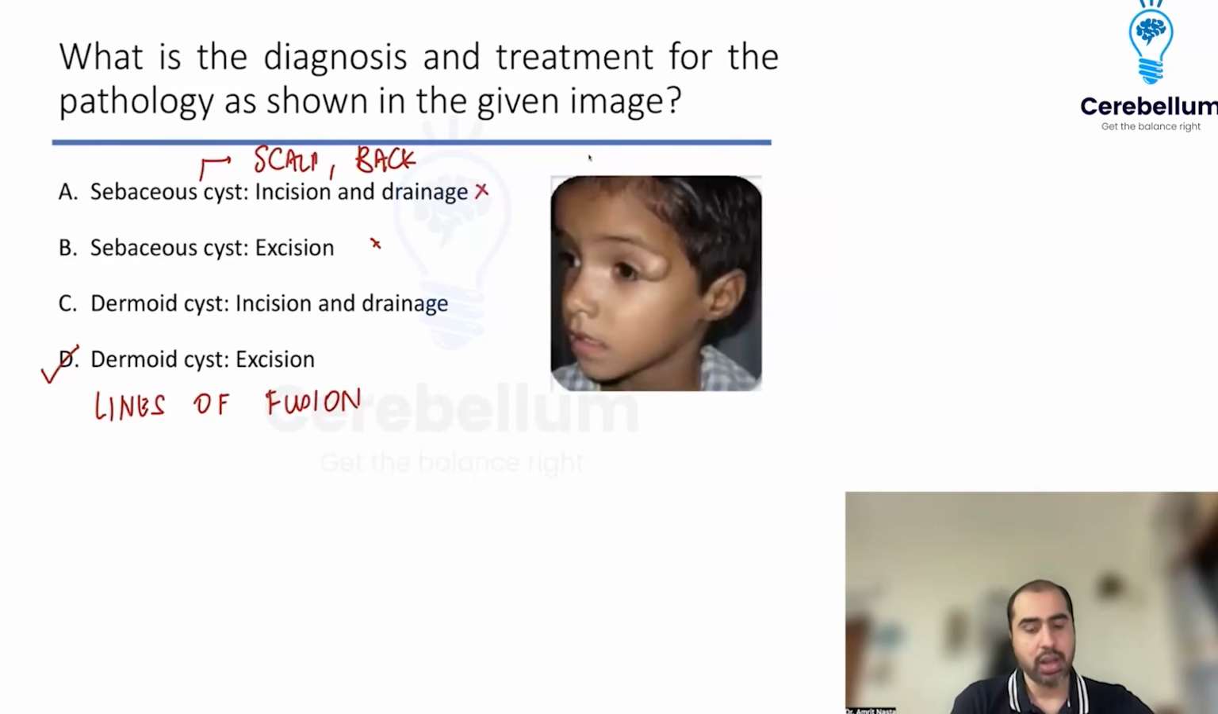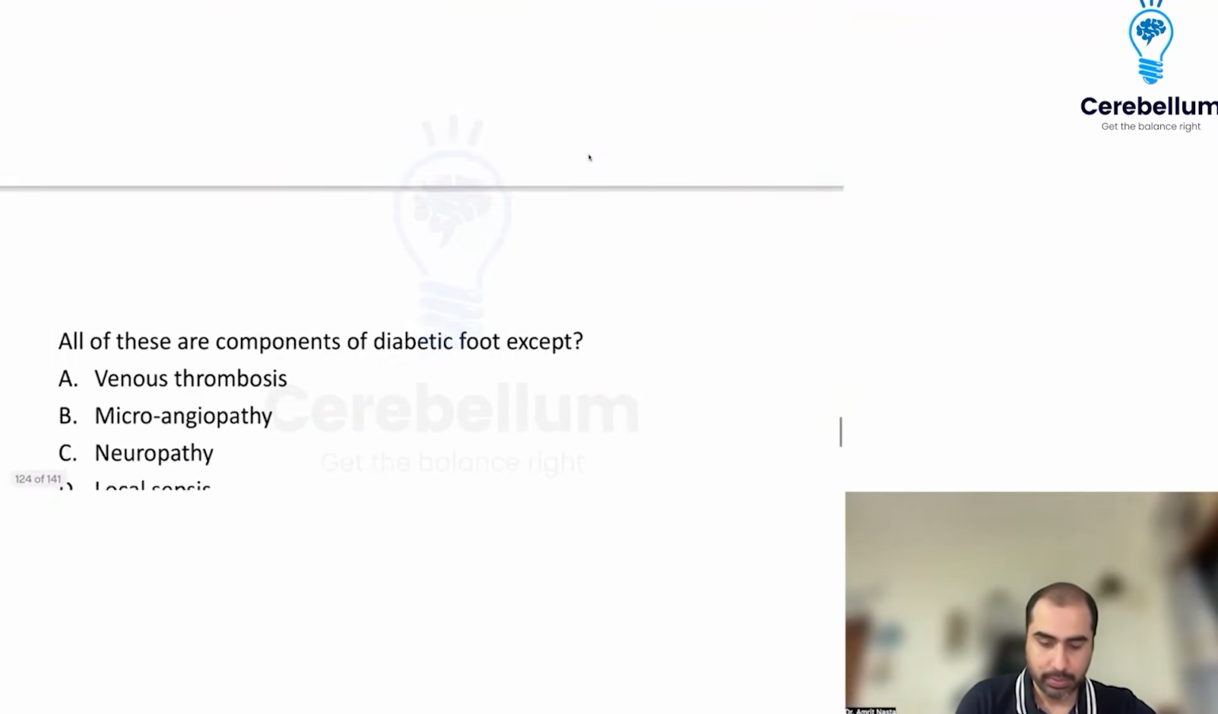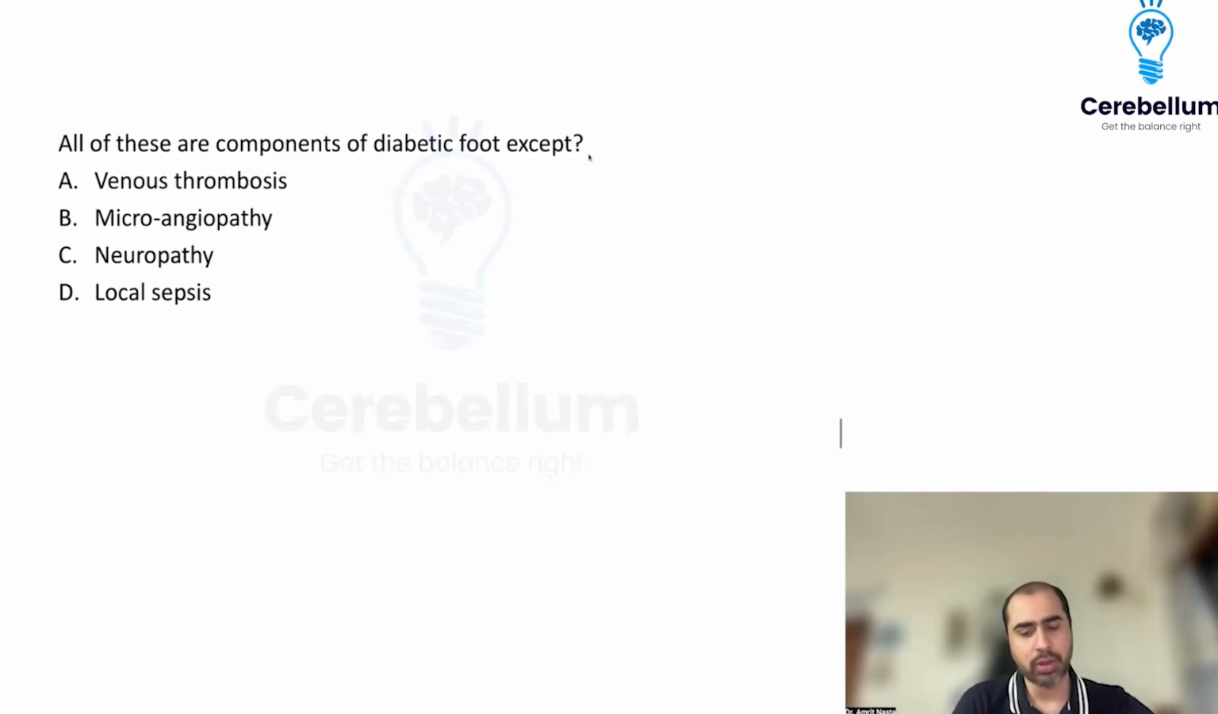So simple, if it's a cyst, you will do excision. IND is for abscess. IND is not for cyst. Anywhere you see abscess, you do IND. Alright, pathology question more than surgery. Treatment of sebaceous cyst is excision, but there you have to remove the punctum also. Size can increase. That's why they have to be removed.